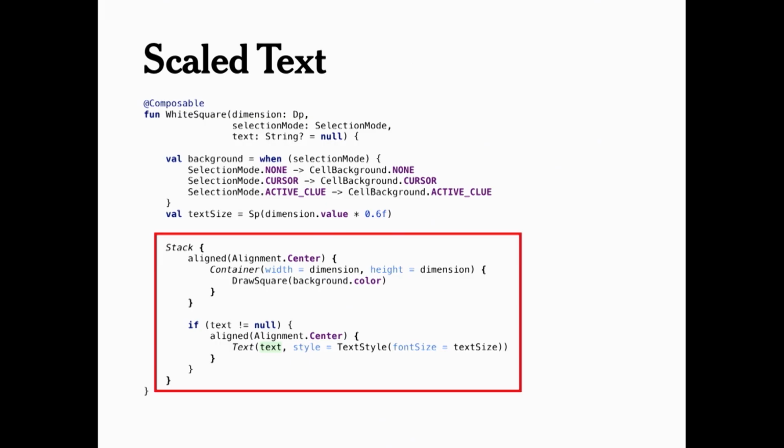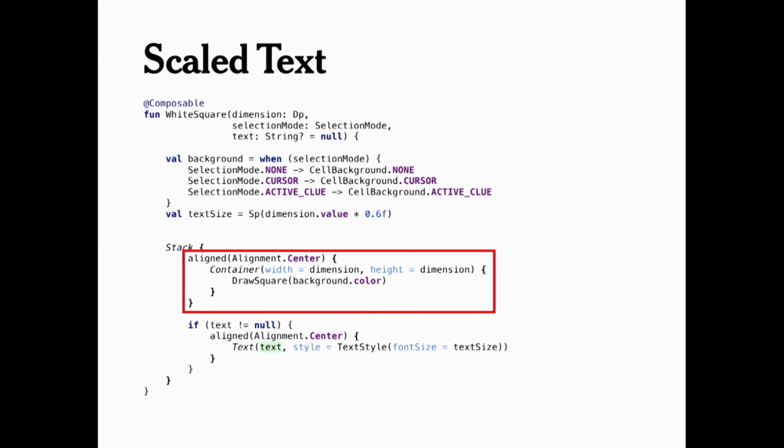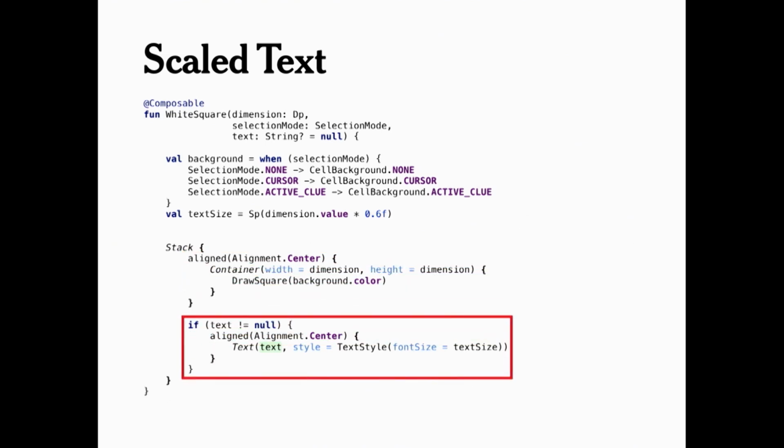So then we've got our background centered in the middle. The next thing to do is we want to take our center aligned background, and now we want to do the same thing for the text. So if the text is not null, if we have something to paint there, we're going to do the same thing, but we're going to pass in our text, and we're going to give it a style for that font size. So if we do this right, we should be able to see these scaled.